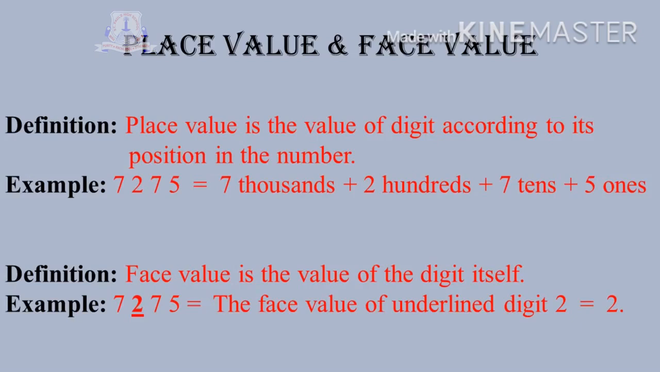Here 7 is in thousands place, 2 is in hundreds place, 7 is in tens place and 5 is in ones place. Now next is the face value. What is face value? Face value is the value of the digit itself. For example, see the number 7275. The number underlined in this is 2. And what place is 2? 2 is in the hundreds place. But what is the face value of 2? The face value of underlined digit 2 is 2.